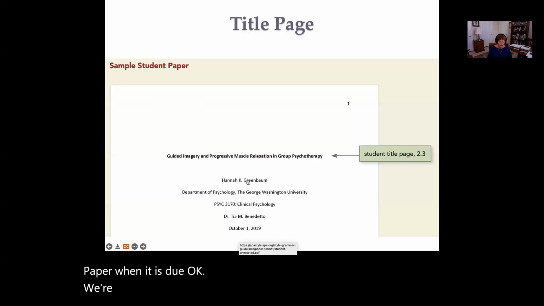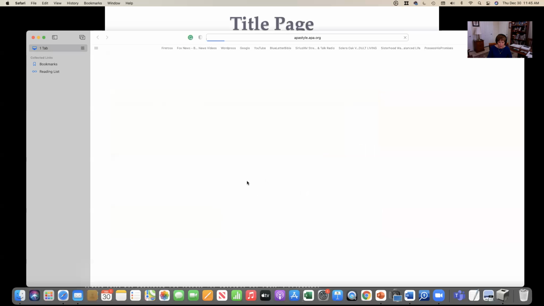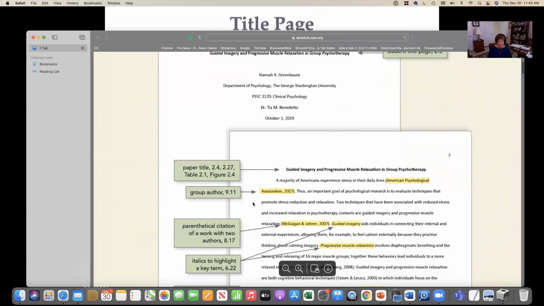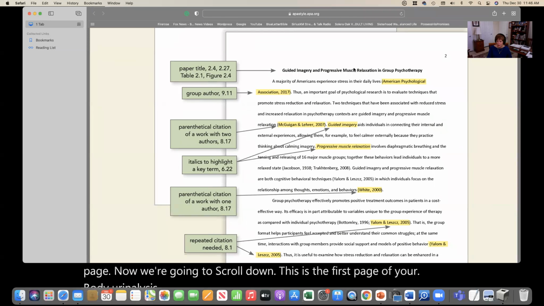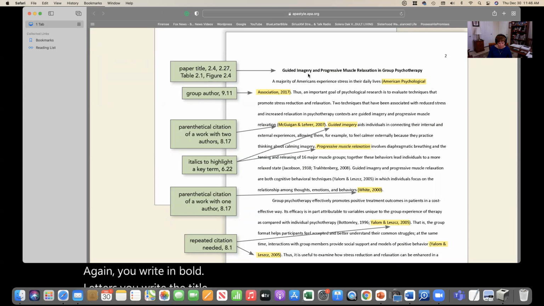Now we're going to go to the website and we're going to look at more of the student papers. So you have the title page. Now we're going to scroll down. Oh, this is the first page of your body, your analysis. And look at that, okay? So it's page 2. Again, you write the title of your paper in bold letters. And then it's not 2 double spaces, it's only 1 double space. So everything is double spaced, okay? And you begin your body.